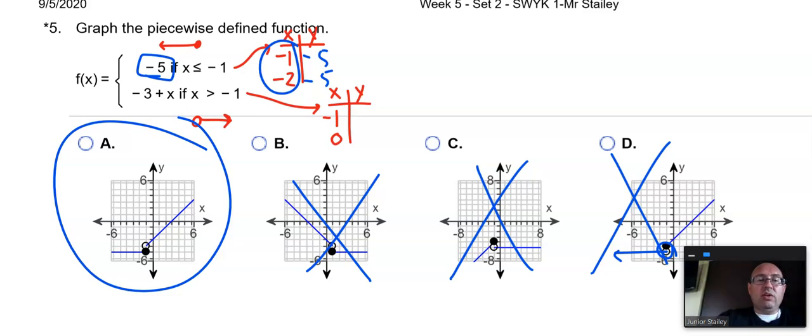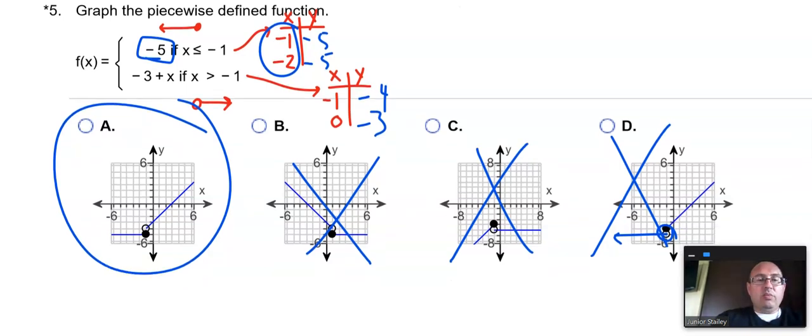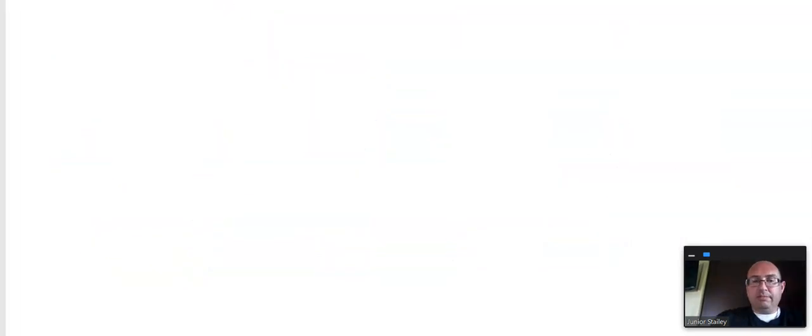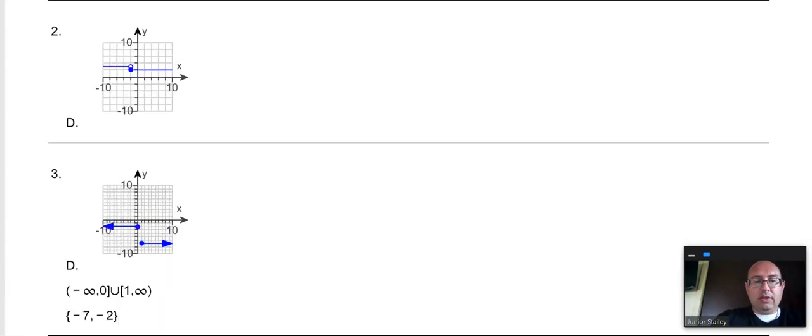You didn't even have to do the other part, but if you did, -1 plus -3 would be -4, and 0 would give me -3, and then you could look at graphing that part as well with the open circle and moving on. And I think that's it for that particular section.